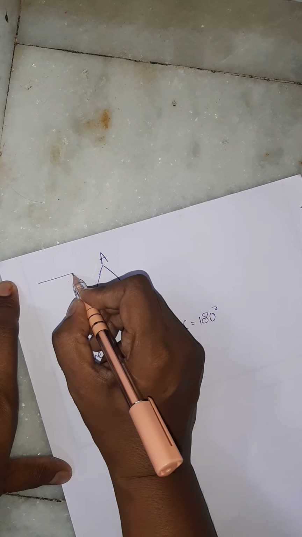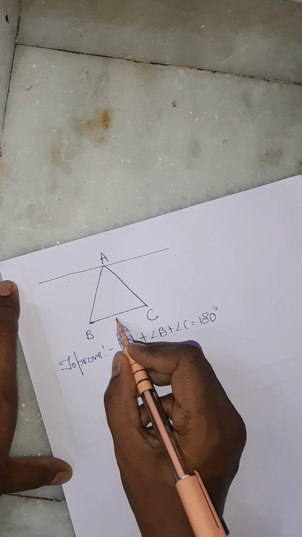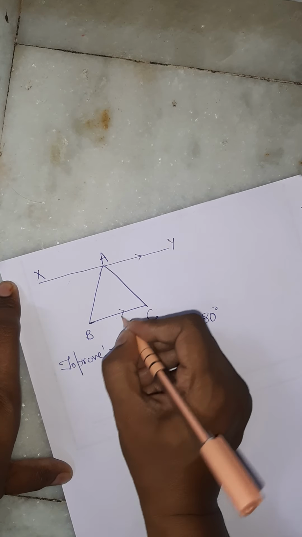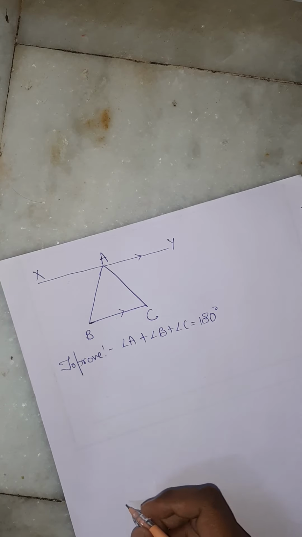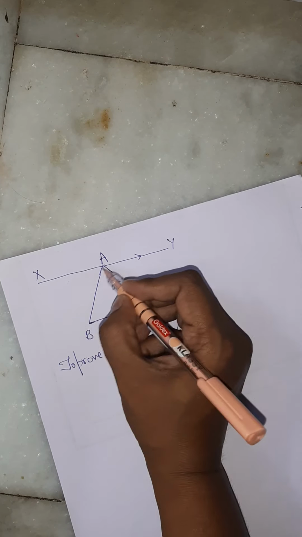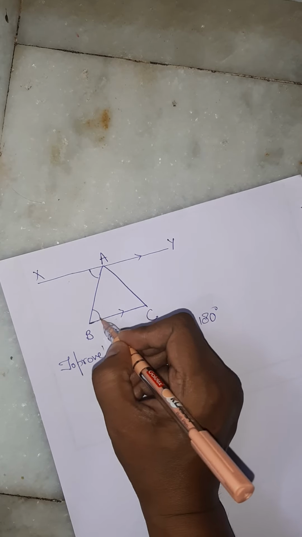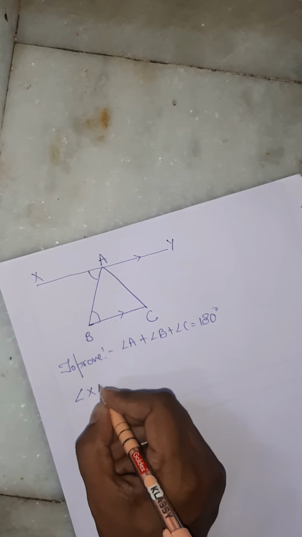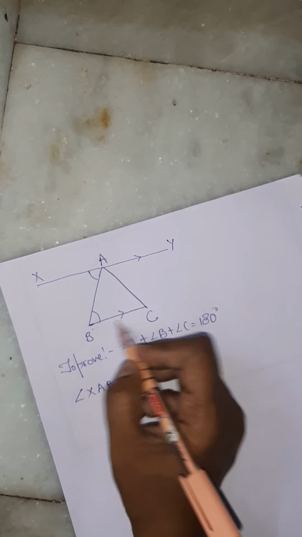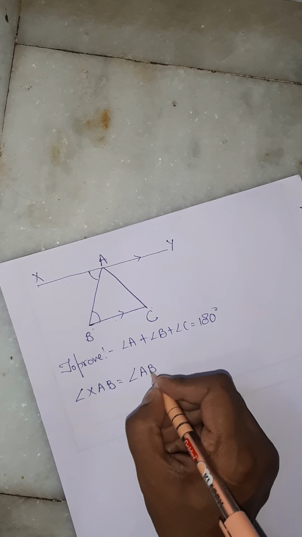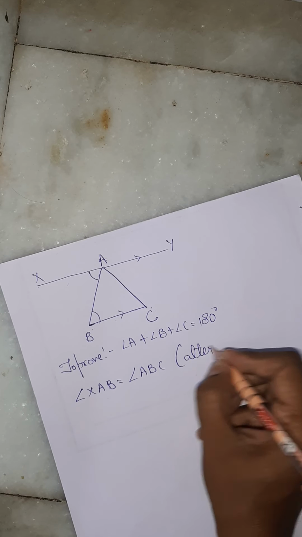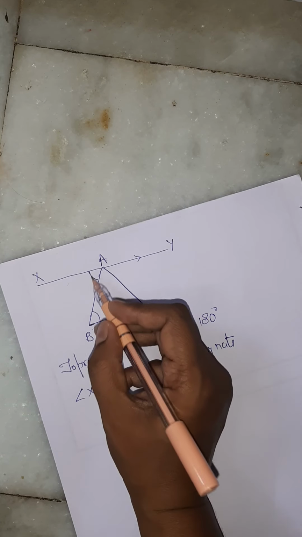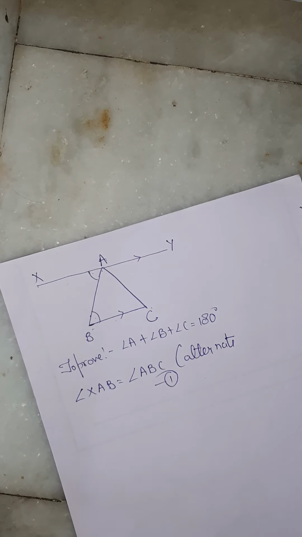So what is the process? We will be making a line parallel to BC. Let me name it as XY. So these two lines are parallel to each other. Correct? Now just see. What can you say about these two angles? Which type of angle are they forming? Angle XAB and angle ABC. They are forming alternate angles. And we know that alternate angles are always equal. That means these two angles are equal. Let me name it as number 1.